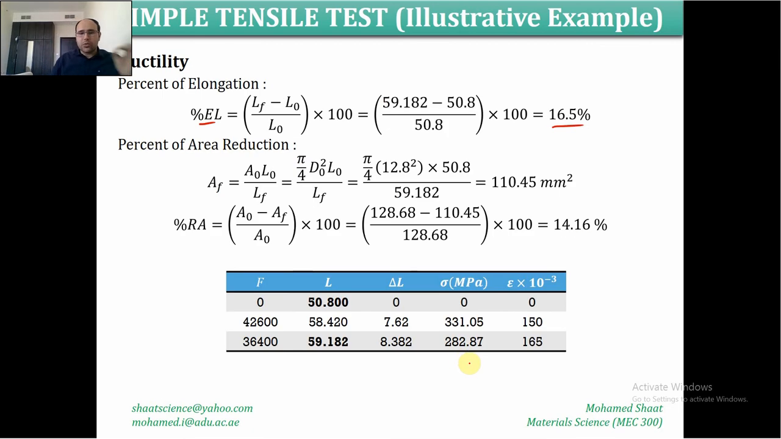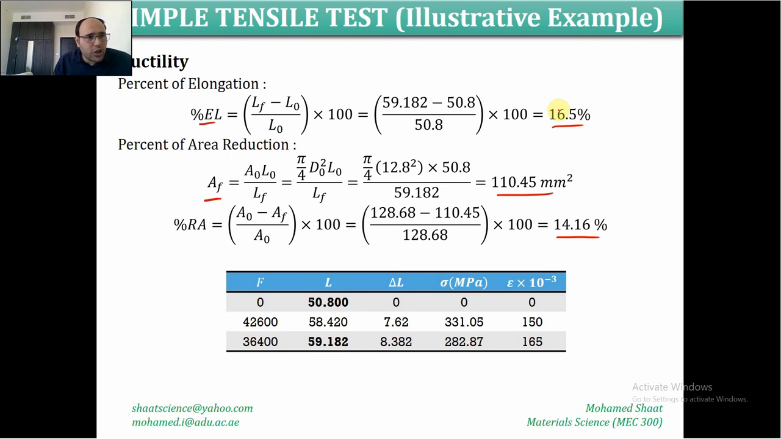So if we have done this for the example that we have, this is the final area based on this calculation: the original area, which is this value, times the original length divided by the final length. This gives us this value of the final area. If we plug it into this expression, we end up with 14.16%.